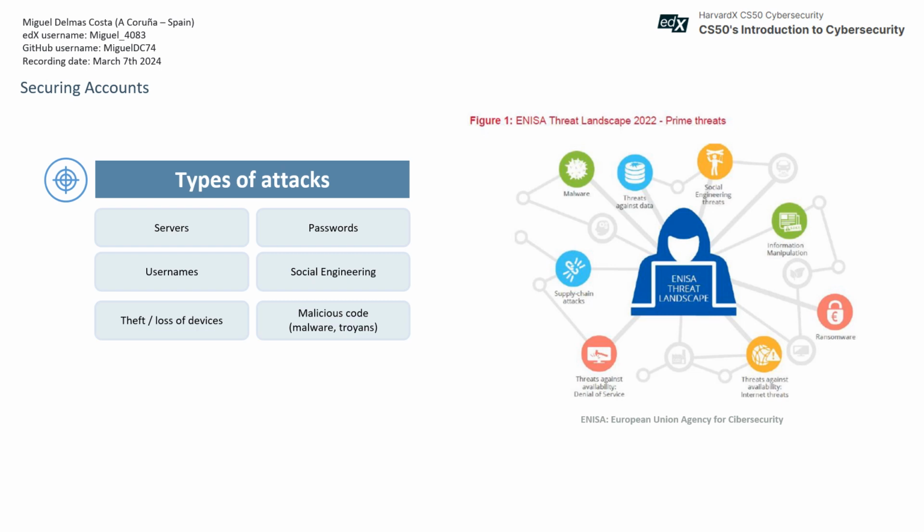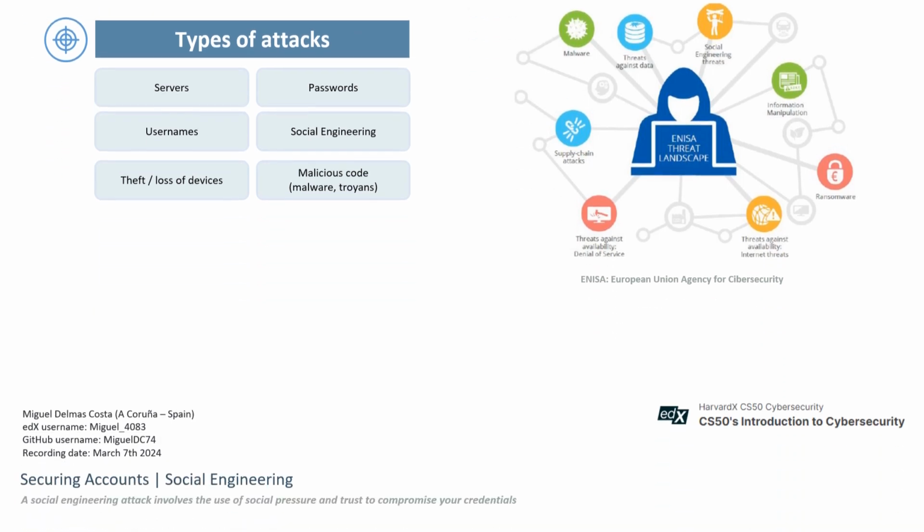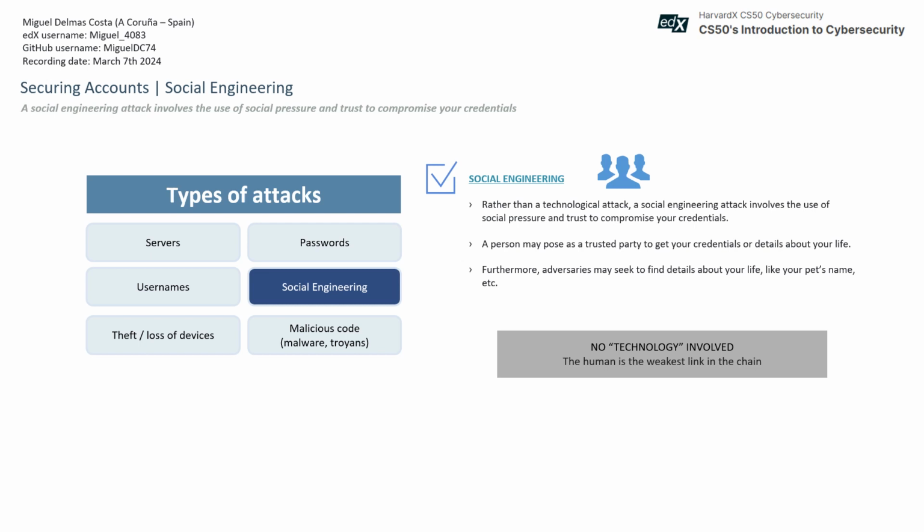So regarding all these types of attacks, there are lots of them. We've seen it along the course, and I want to talk about social engineering. Social engineering is an attack that involves the use of social pressure and trust to compromise the credentials of possible victims. It's important that no technology is involved. In this case, for example, a person may pose as a trusted party to get your credentials or details about your life. So, using these social techniques, they might get you to disclose your username, your account number, your passwords, etc.